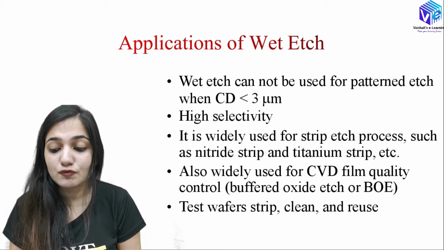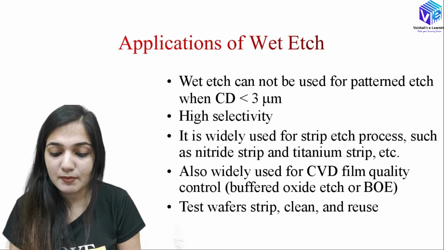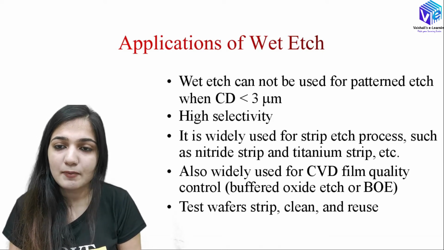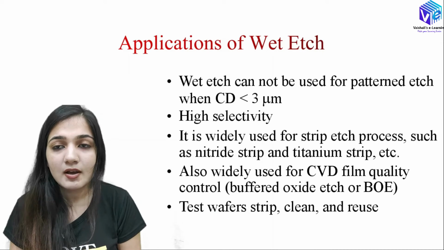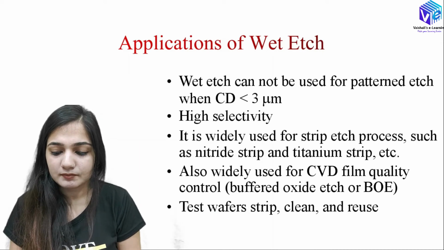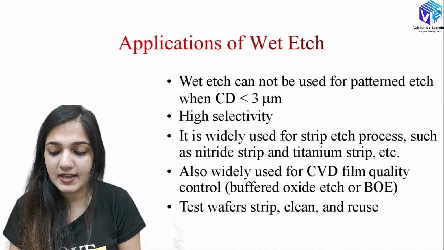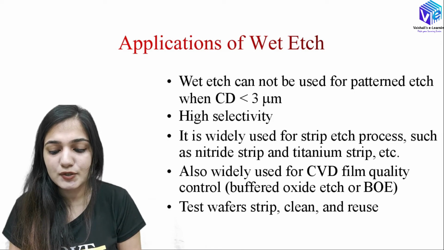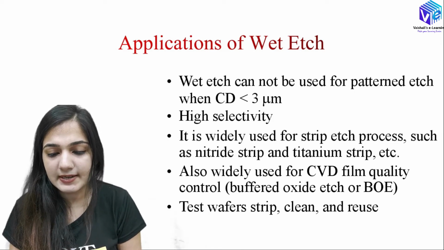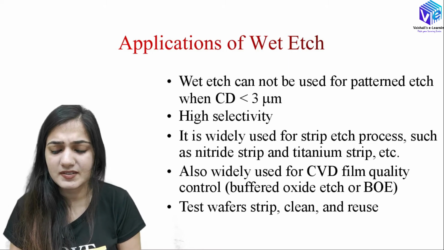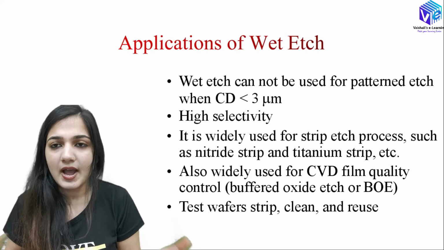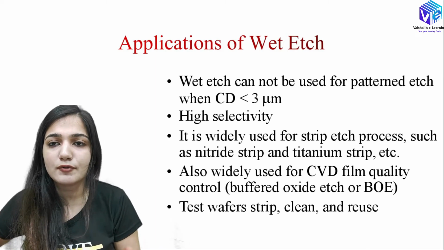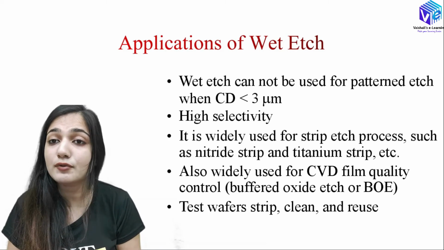It is widely used for the chemical vapor deposition, film quality control, okay, because here it is a purely chemical process. It will be used for the quality control also. Here we are using the buffered oxide etch, or the BOE it is called. Okay, so here it is used for the test wafer stripping, cleaning and the reusing purposes. If I have somehow not a proper pattern that is made, so I want to remove out full of the surface, and also I want to clean the surface.